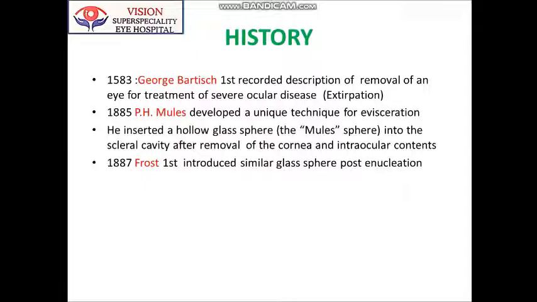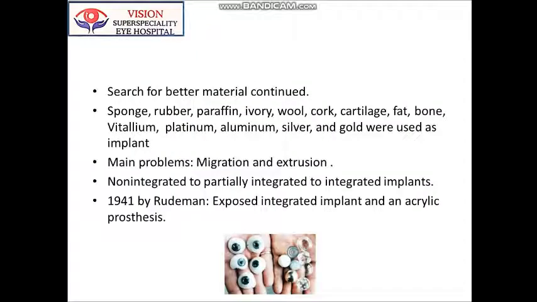In 1887, Frost inserted a similar hollow glass sphere in Tenon's capsule post-enucleation. This concept of orbital implants was a major breakthrough in anophthalmic socket surgery. The Mules sphere began to be used extensively, along with the search for better implant material. The problem was that the implant, even though it replaced the lost orbital volume, had a tendency to migrate within tissues and even sometimes extruded out of the cone.